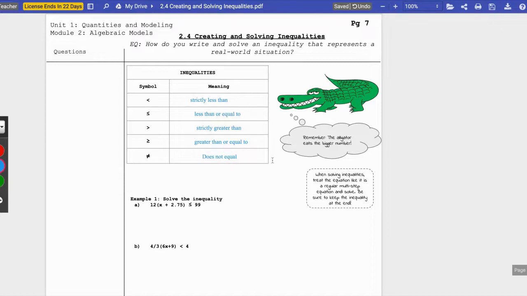Now that we know these things, here's a key to help you remember: the alligator eats the bigger number. See how this looks like an alligator mouth? The mouth of the alligator is going to be pointed towards the larger number. Like 10 is bigger than 4, so 10 would be on that other side.